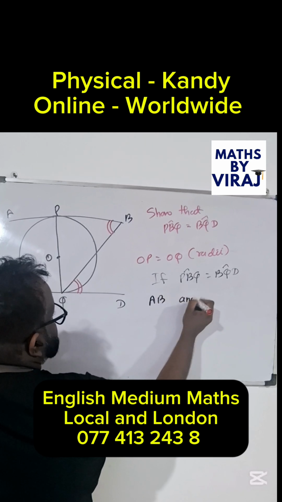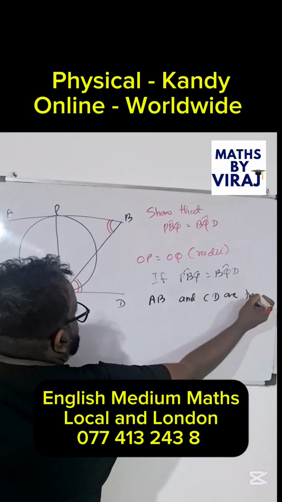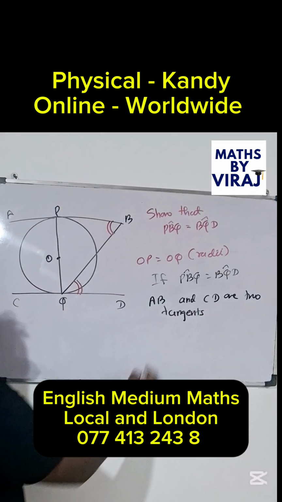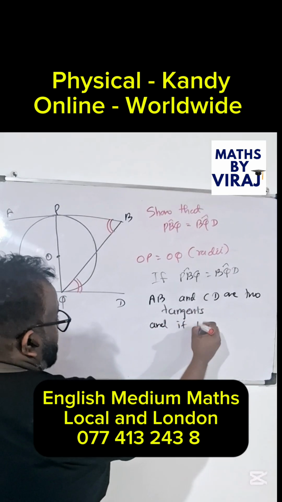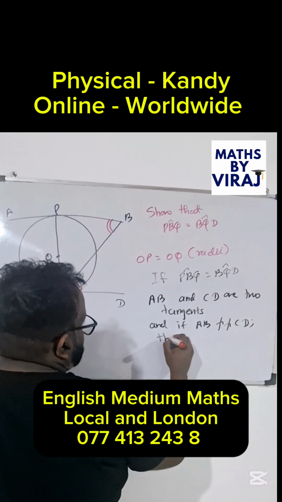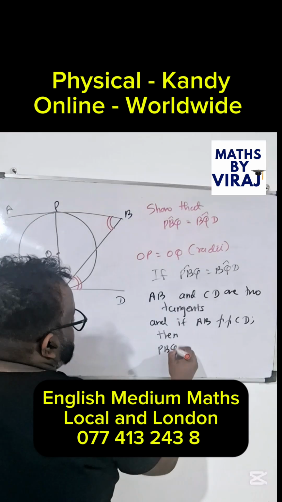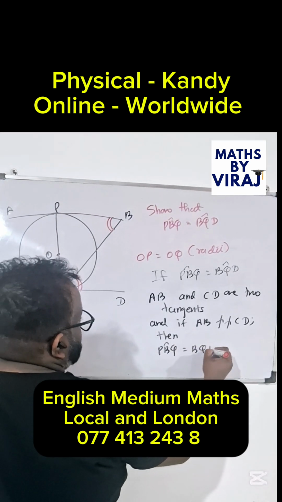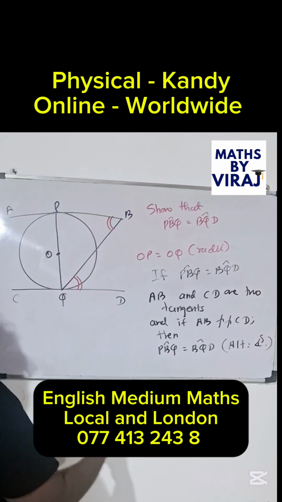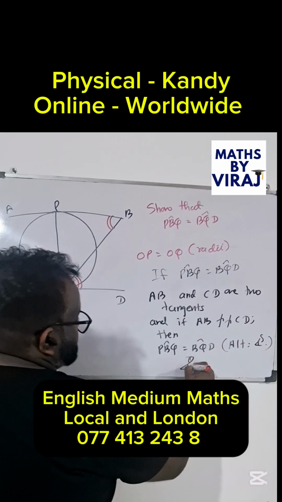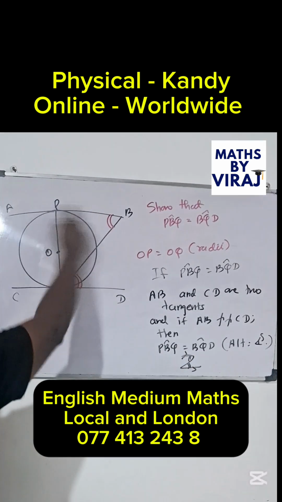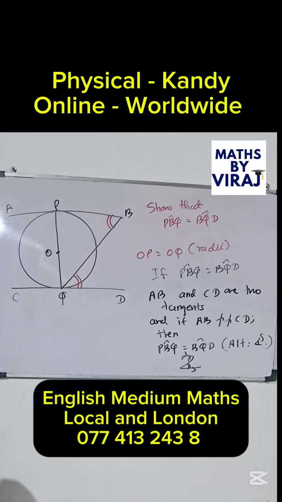AB and CD are two tangents. If they are two tangents and if AB is parallel to CD, then angle PBQ will be equal to BQD by alternate angles, or what we call Z-shaped angles. Now children, if these two lines are parallel, then of course these two will be equal.